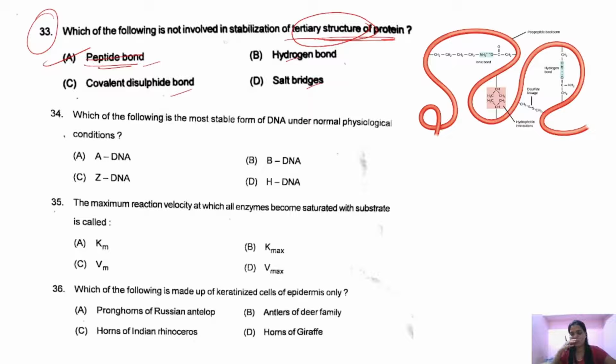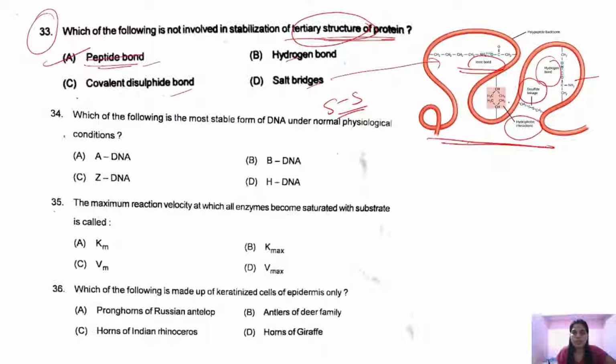Here is a diagram. You can see this is the tertiary structure of protein and we have this ionic bond, that is salt bridges, here. Then we have this hydrophobic interaction. Disulfide bond, that is sulfur bond, is also there. Then hydrogen bond. So these all are necessary for stabilizing a tertiary structure. What is not important is peptide bond. Peptide bond is necessary for the primary structure itself.